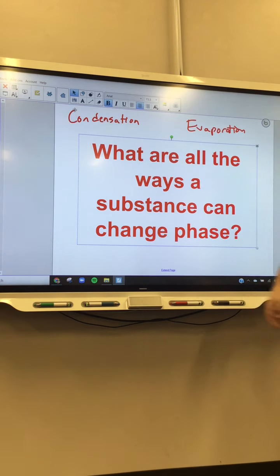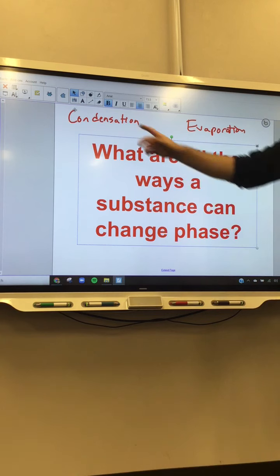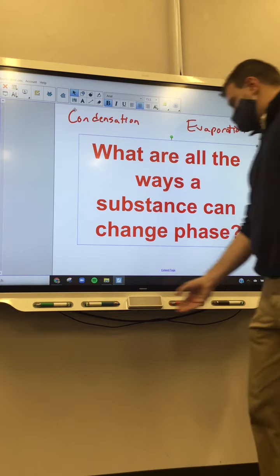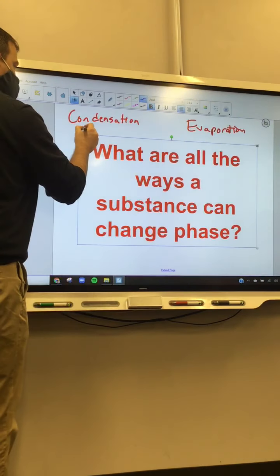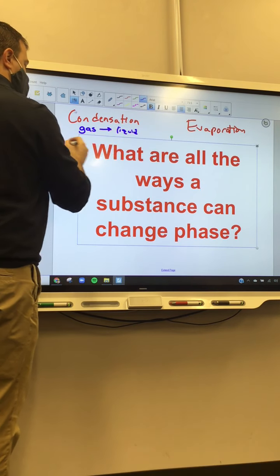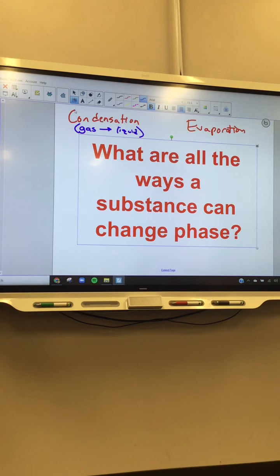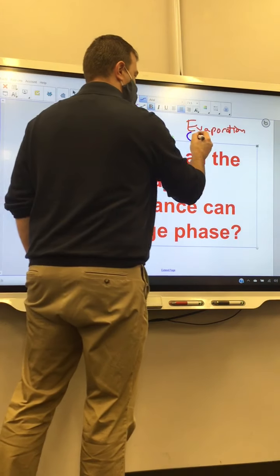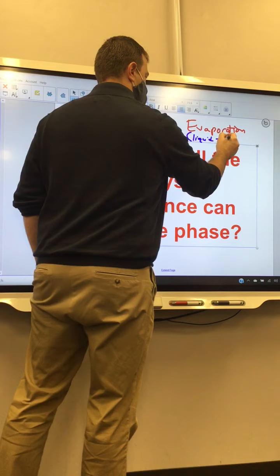Okay, in your notebook, as you're drawing this and labeling your diagram, please use the word condensation, and you might even want to write down a definition for that. The process of changing phase from gas to liquid is called condensation. Gas to liquid. We didn't really talk about it so much, but we did see evaporation here, which is changing from liquid to gas.